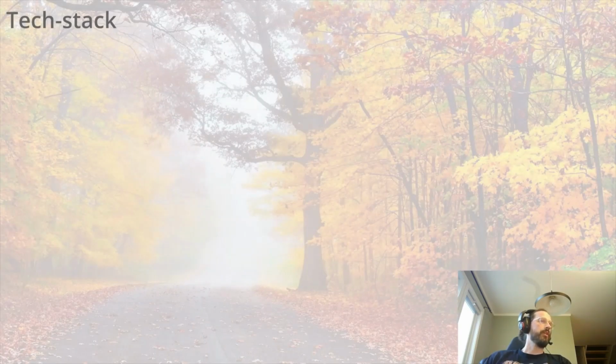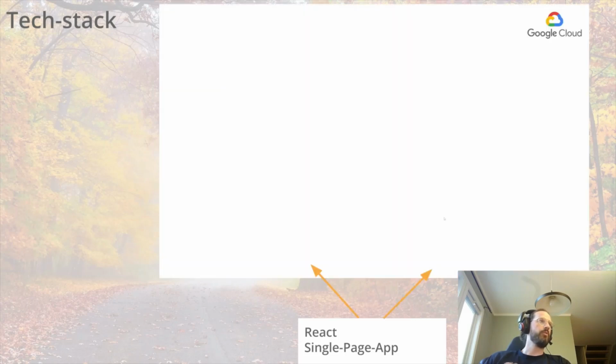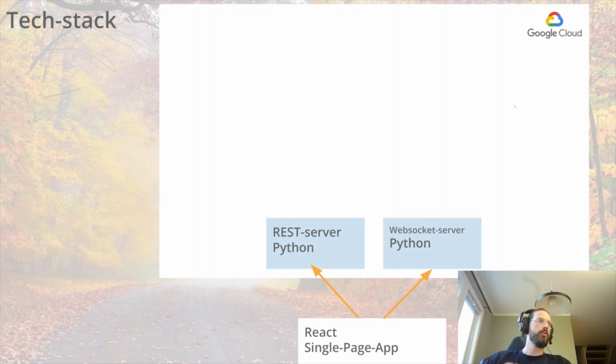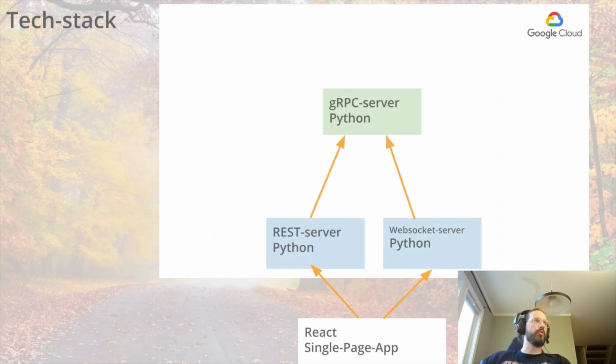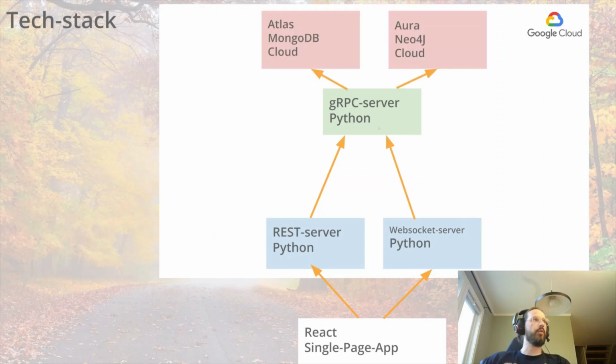Furthermore, here's a little bit of how it's all connected. As I mentioned, there is a React single page application running in the browser that is talking to the backend, which lives in Google Cloud, and we have a REST server and a WebSocket server, which are the two primary backend applications that the front end is used to communicate with. In turn, they are both talking to a gRPC server, and in turn, that service is talking to both of the databases.